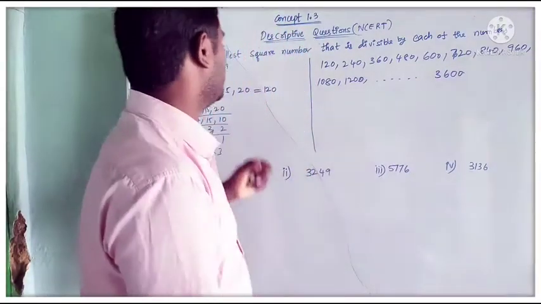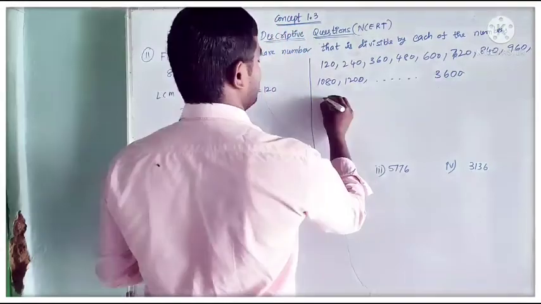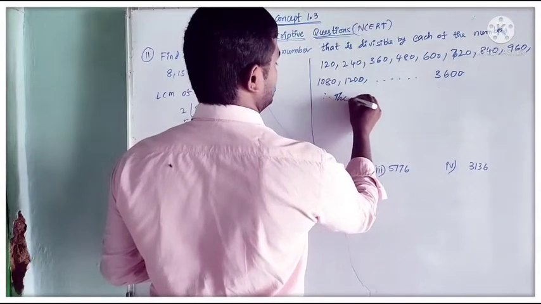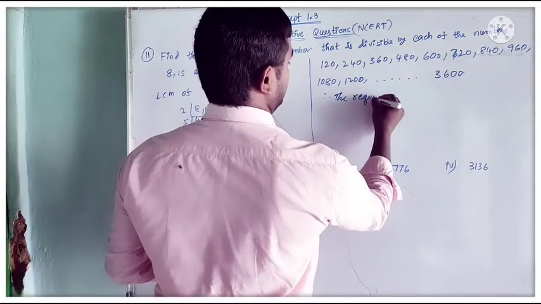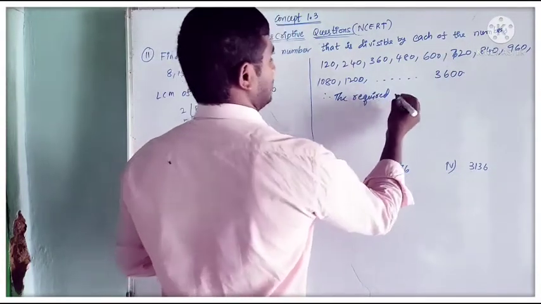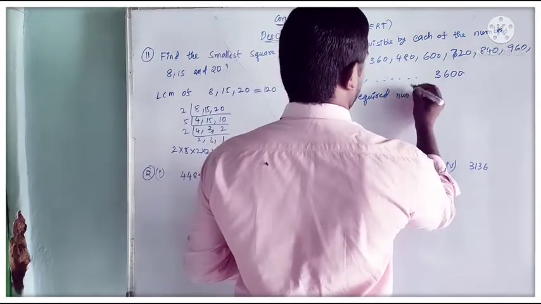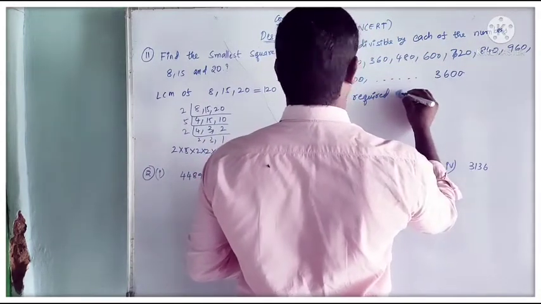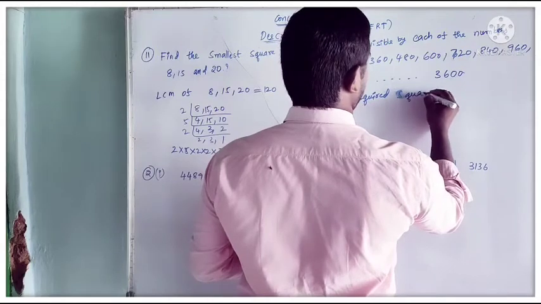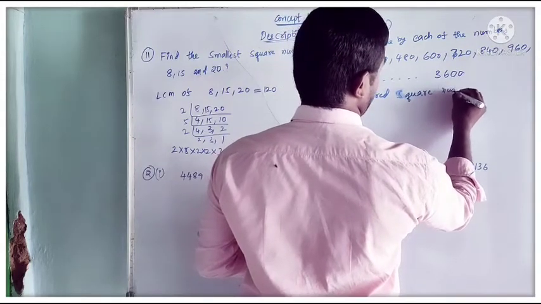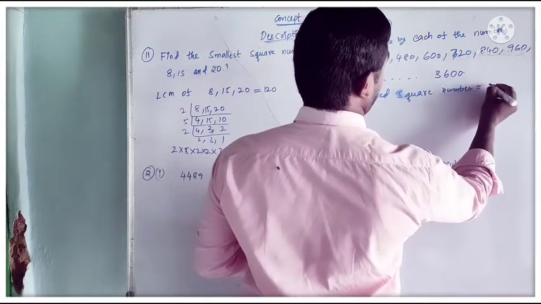So the required square number is equal to 3600.